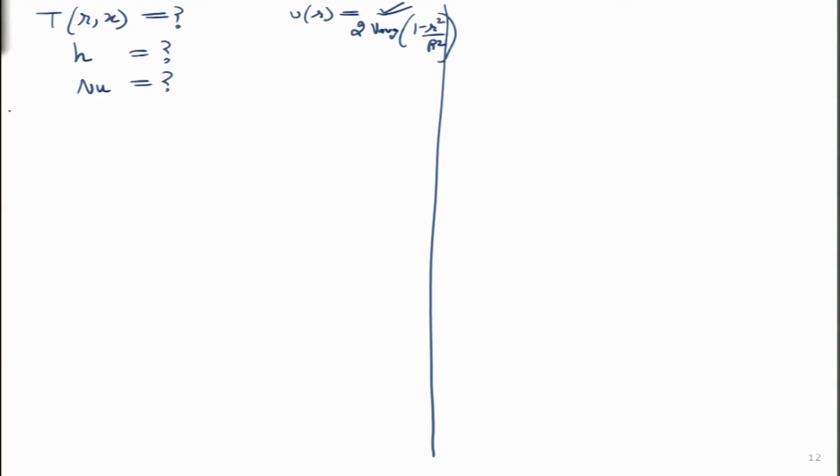So, our objective over here is to figure out a couple of these variables. So, I want to find out what is this value, because U R I have already figured out. This one I can write over here as 2 V average times 1 minus R square by capital R square. This I have figured out. H value I have to figure out, and Nusselt value I have to figure out. So, let us try and obtain these values for the following condition.